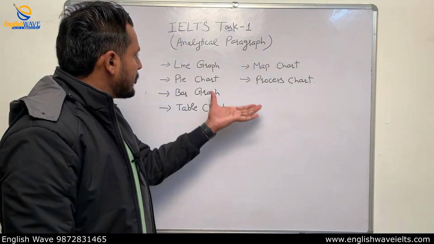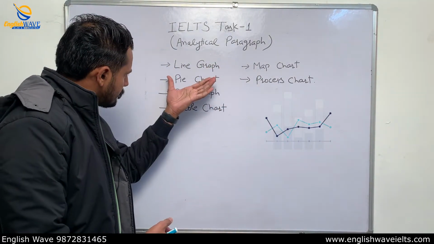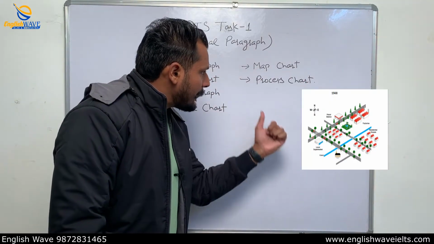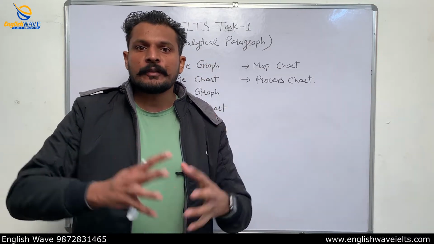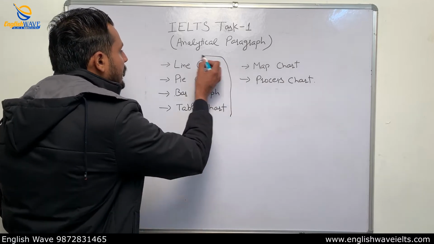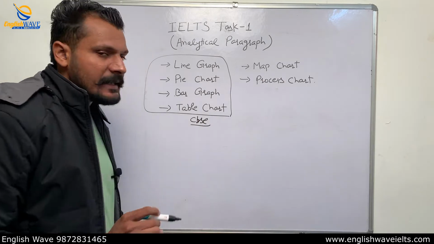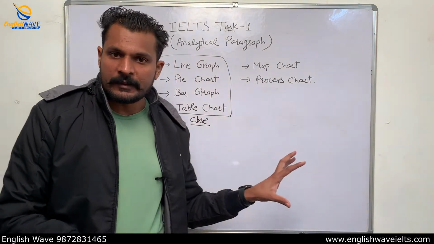So these are the graphs that you can be given: line graph, pie chart, bar graph, table chart, map chart, and process chart. And out of them, these are the four graphs which are very common in case of the CBSE curriculum. And in the IELTS, you can be given any type of graph out of them.